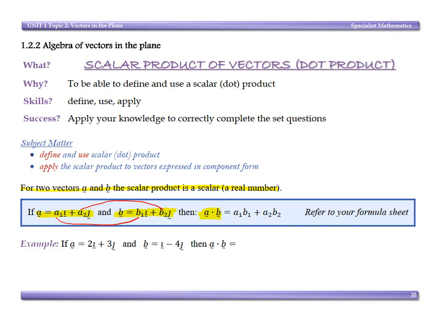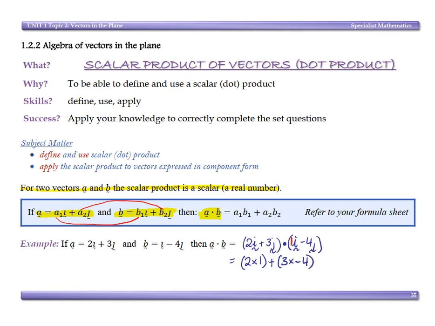Now for an example, if A is 2i plus 3j and B is i minus 4j, then find A dot B, find that dot product. So that's going to be 2i plus 3j dot product i minus 4j, and that's going to be 2 times 1, remembering that there's a 1 in front of this i that we don't write, plus 3 times negative 4.